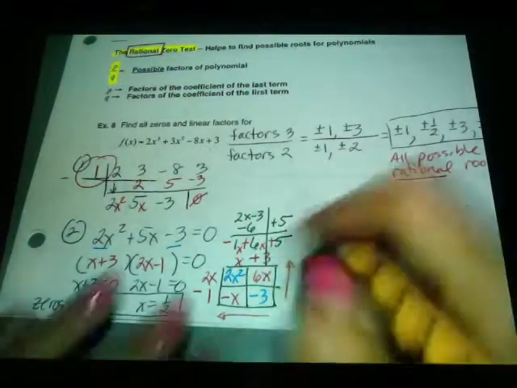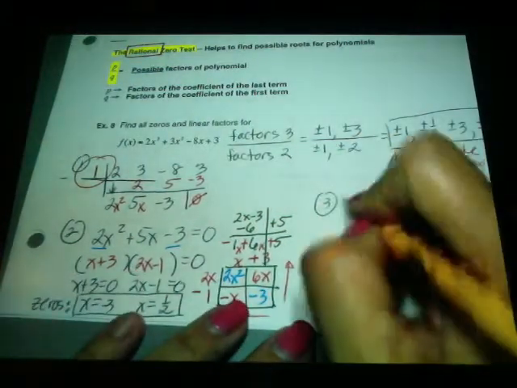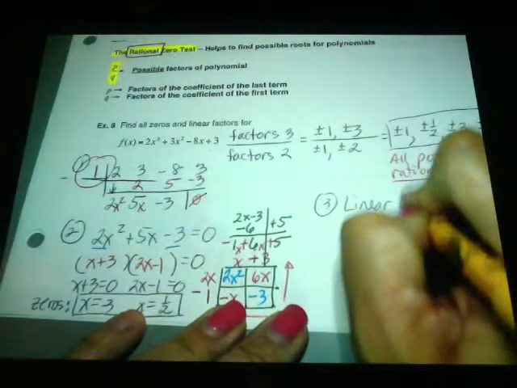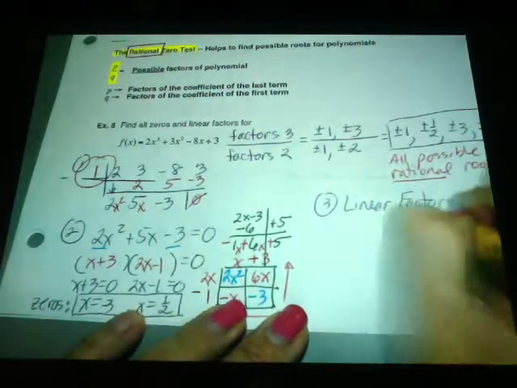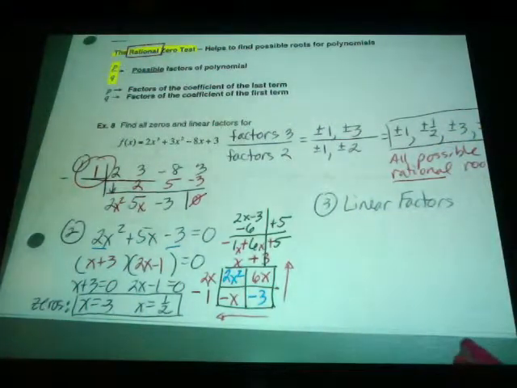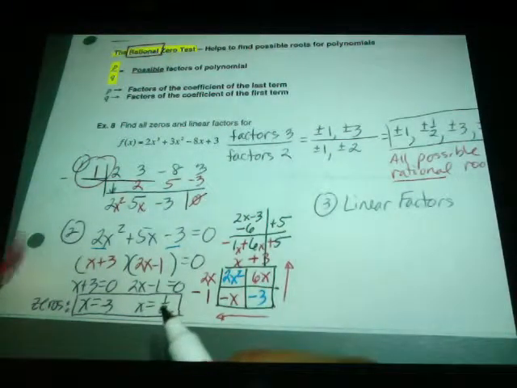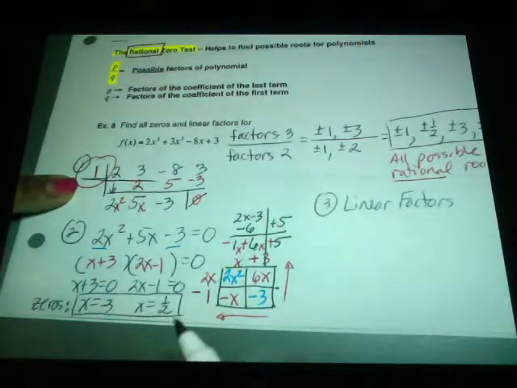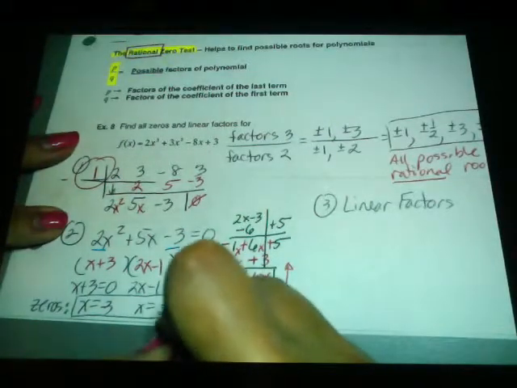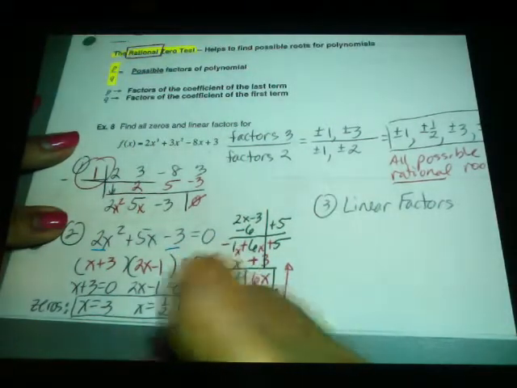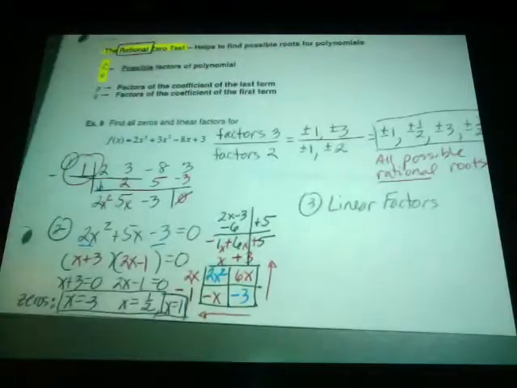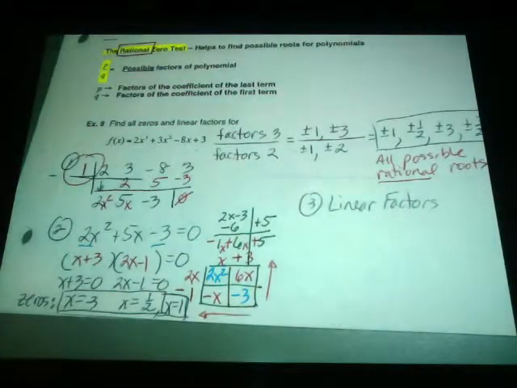Then our linear factors, part 3, we already found. But don't forget, oh, we forgot one of our zeros, didn't we? Isn't 1 a 0? So isn't another 0 also x equals 1? Let's include that in there. It's easy to forget when you do your synthetic division that, oops, there's a 0 up there.